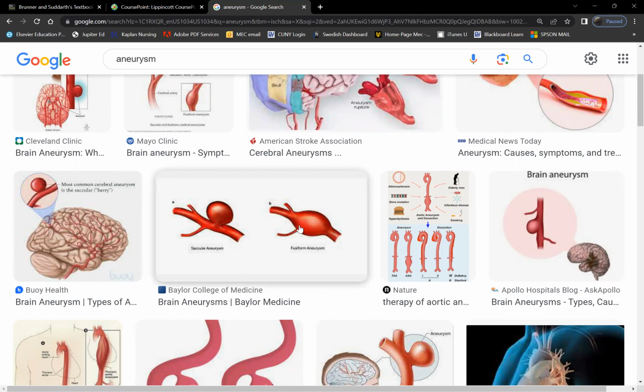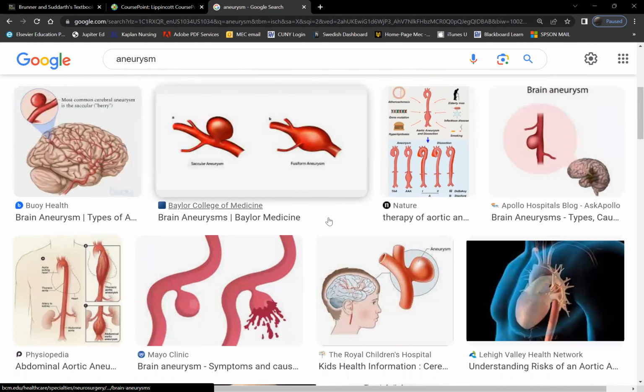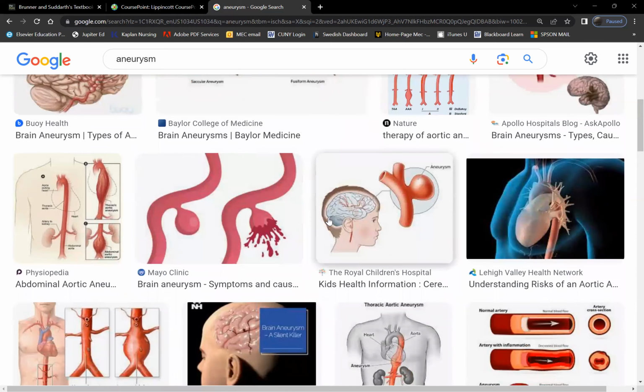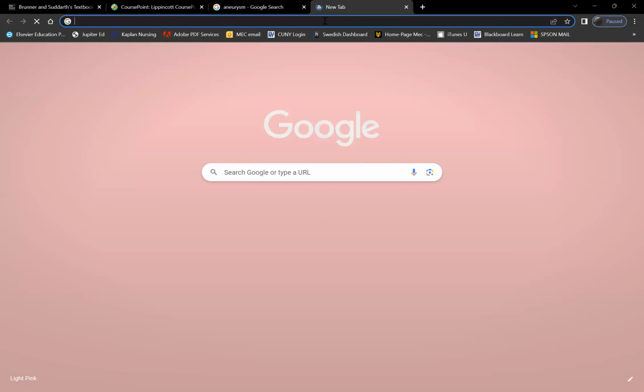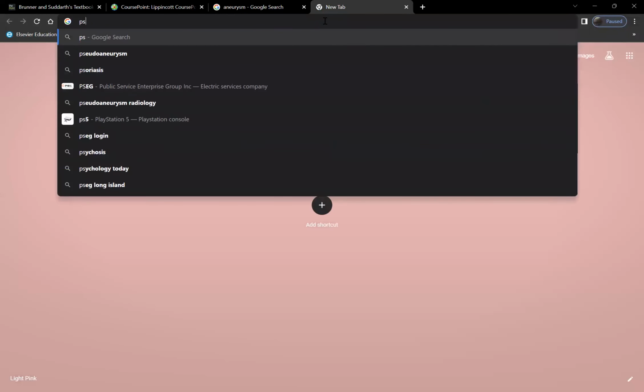So this type here is called fusiform because the dilation is circumferential. If it's only on one side, such as this one, it's called a saccular aneurysm. And there's also something we call a pseudoaneurysm, which is not really an aneurysm. A pseudoaneurysm is more like a hematoma.